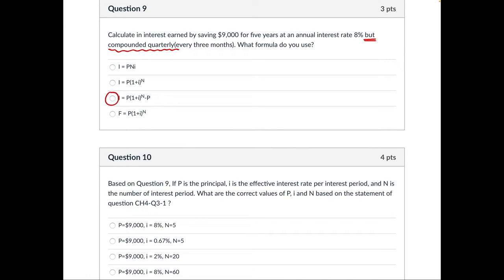So P, of course, is still the principal investment. It's 9,000. But what is the I? I is the effective interest rate per interest period. But in the problem statement, this annual interest rate of 8% is a nominal interest rate. It's not the interest rate per period. It's the interest rate per year. So you need to convert the 8% per year to some percent per interest period. In this case, it's 3 months.